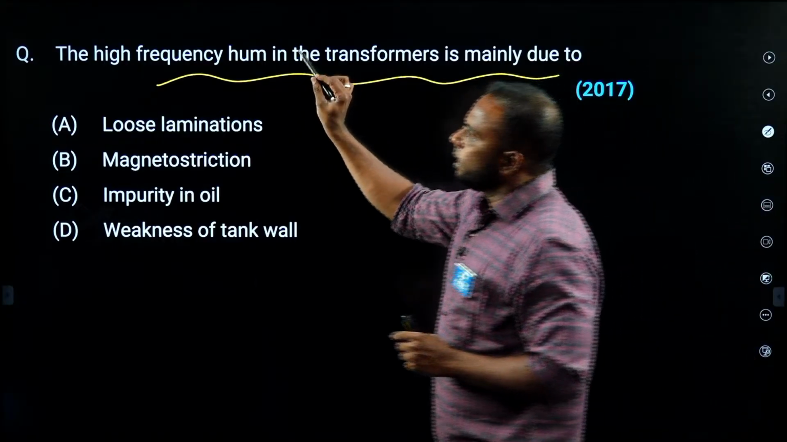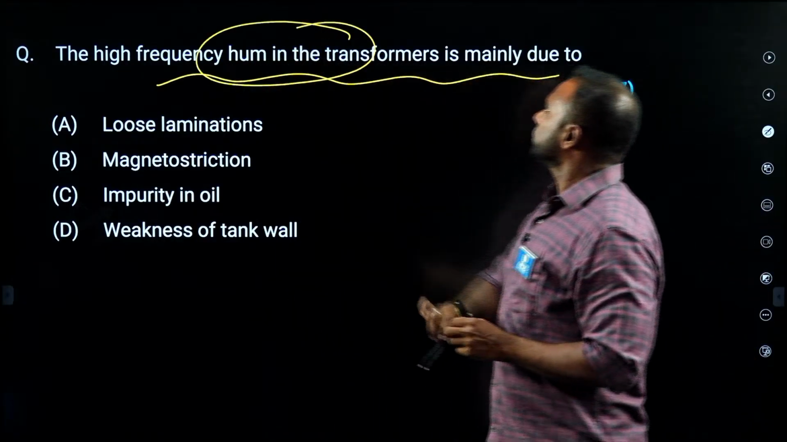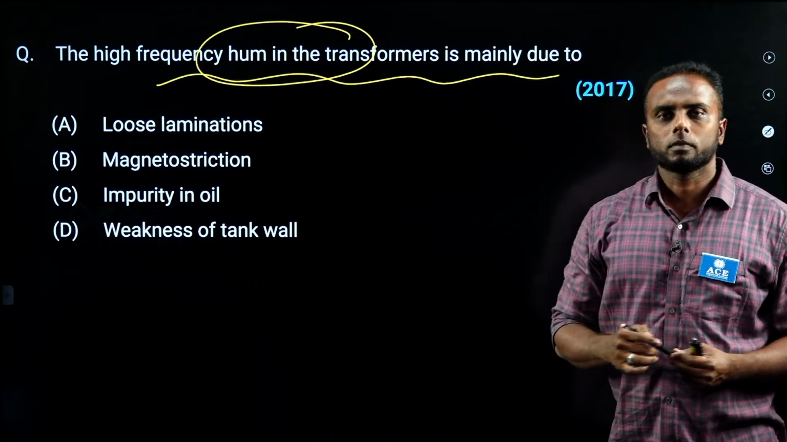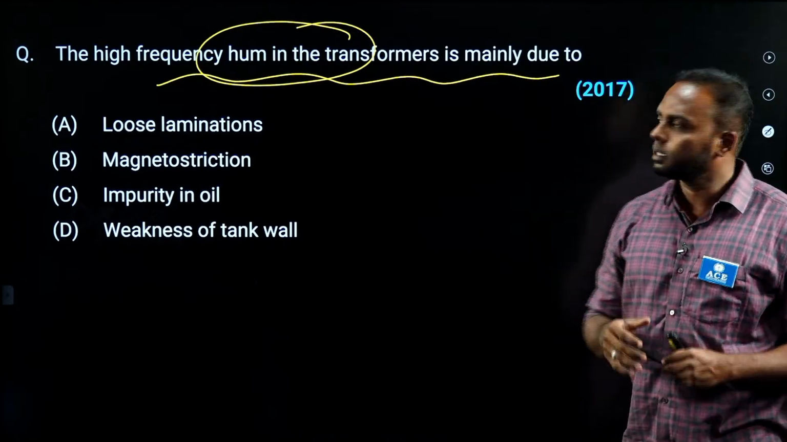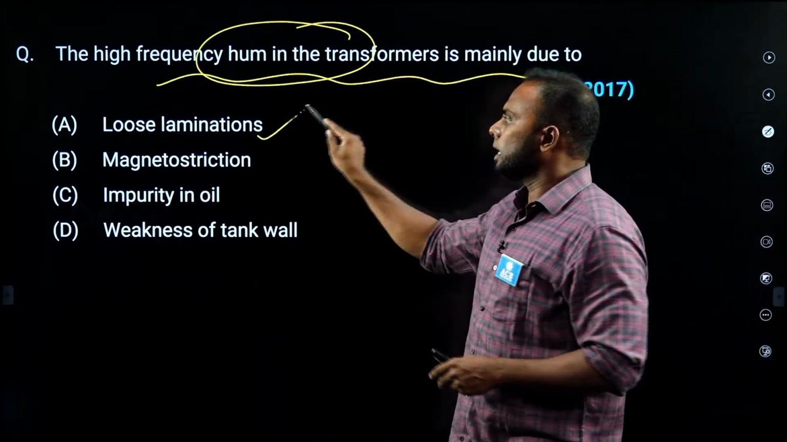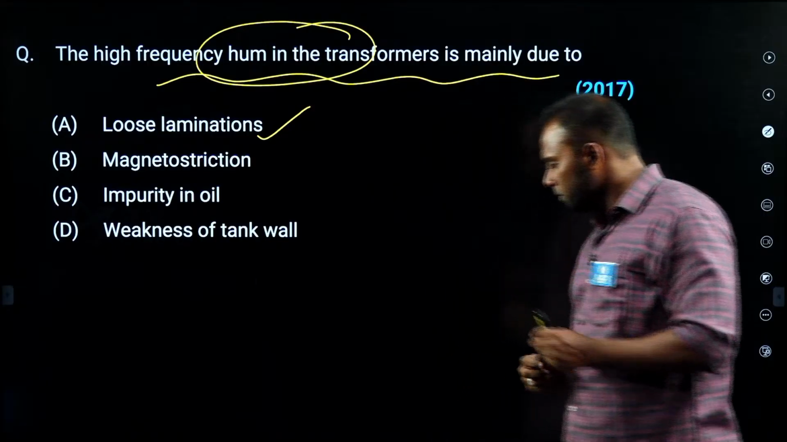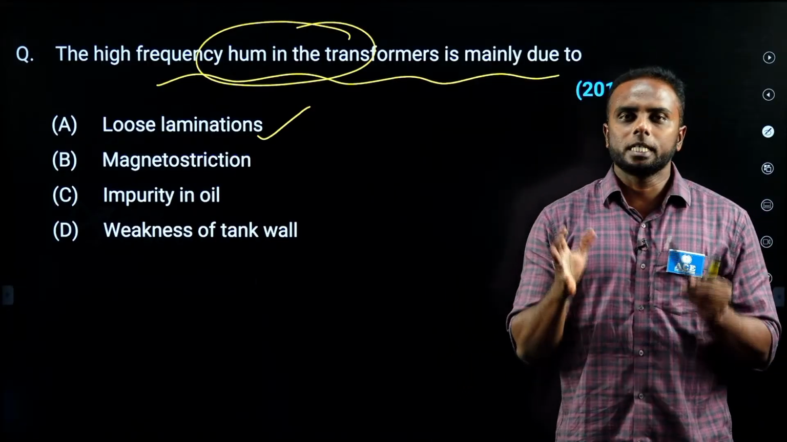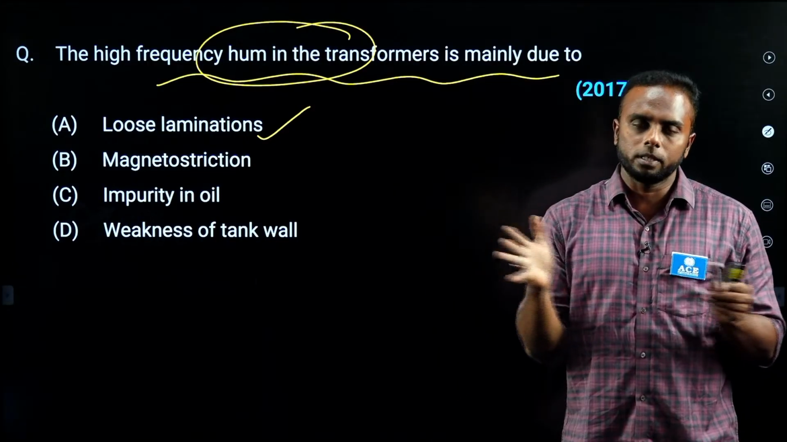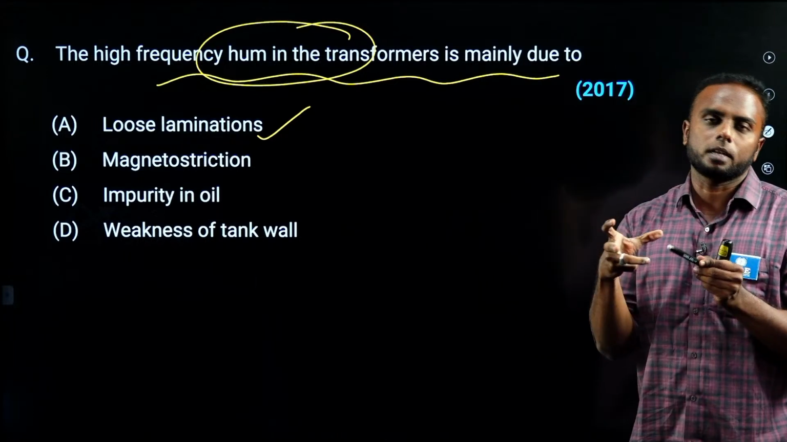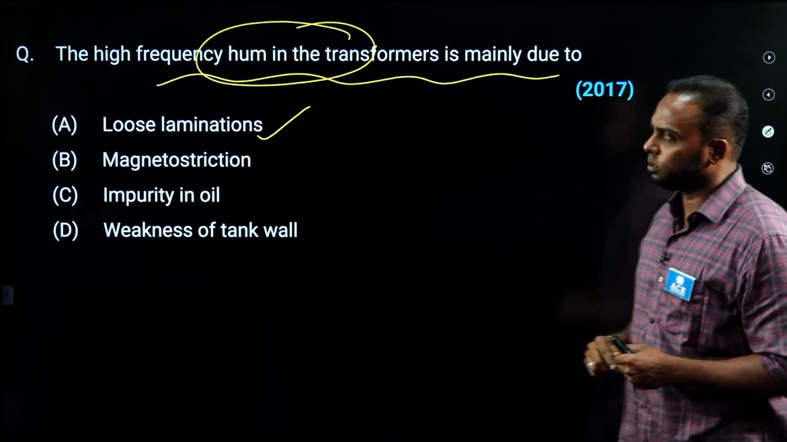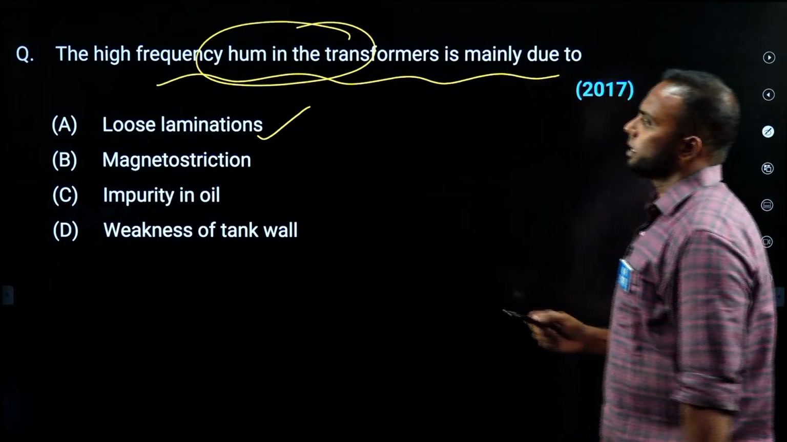They are asking high frequency hum in a transformer is mainly due to dash. Why we are getting so much humming or noise in a transformer is due to loose laminations. If the laminations are loose, so much noise will develop there. If laminations are tightened with clamp support and all, then noise will reduce. So the answer is loose laminations.